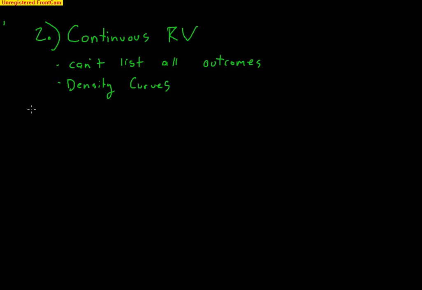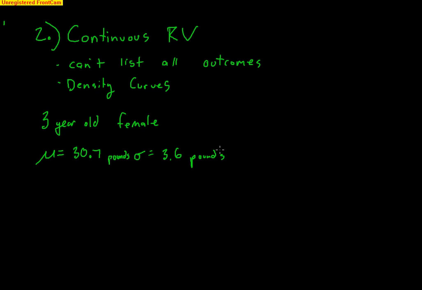Let's say we're talking about 3-year-old females, so 3-year-old girls, right? Maybe doctors have let us know that the average weight of a 3-year-old girl is 30.7 pounds, and the standard deviation is 3.6 pounds. Now, first off, I want you to understand why this is considered continuous, because we cannot list all of the weights that a 3-year-old female can weigh.